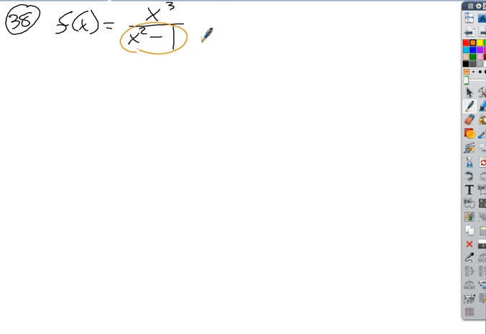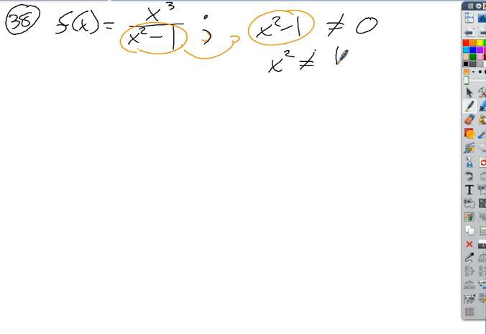Whatever's in the bubble cannot equal 0. So if I solve for x, that means x squared cannot equal 1, so x cannot equal plus or minus 1 if I take the square root.